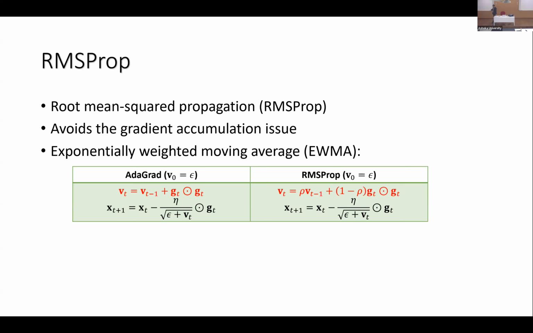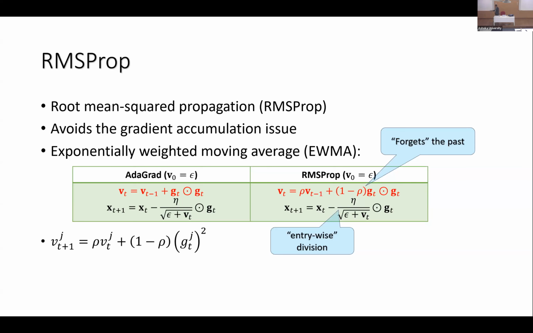It takes a moving or running average using a factor of rho. What is it called? Exponentially weighted moving average. And then we are doing a similar kind of thing, but VT is collected in a different way. Instead of accumulating, you actually take an exponentially weighted moving average. So this sort of forgets the past. If you really have a bad initialization, then this will forget it, provided that rho is not very close to 1.